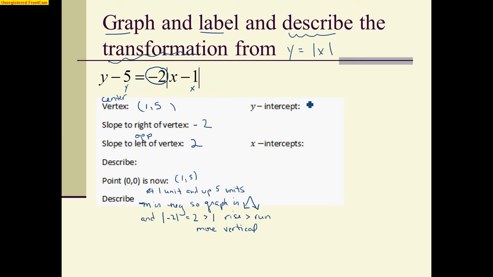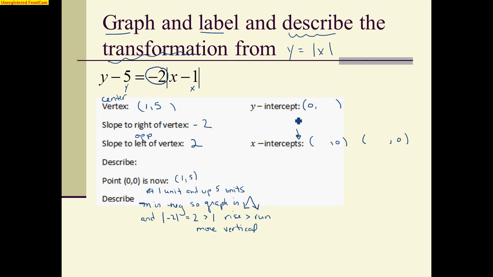Y-intercept and x-intercept. A y-intercept means you plug in 0 for x. And x-intercepts mean you plug in 0 for y. But since this is not a one-to-one function anymore, because of the reflection, you might have 2 x-intercepts because you have 2 lines. So let's go find these.